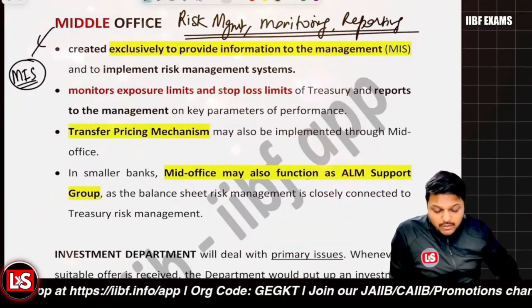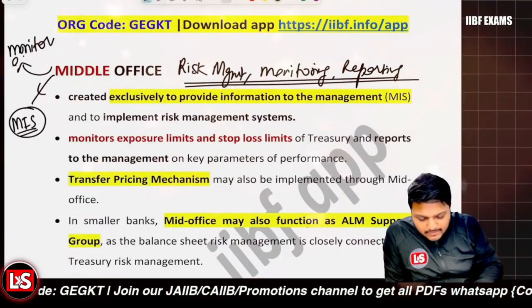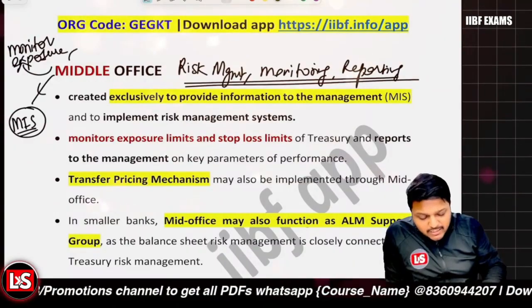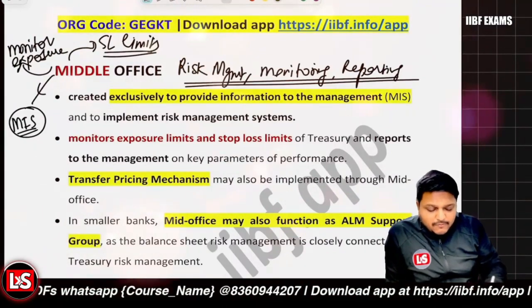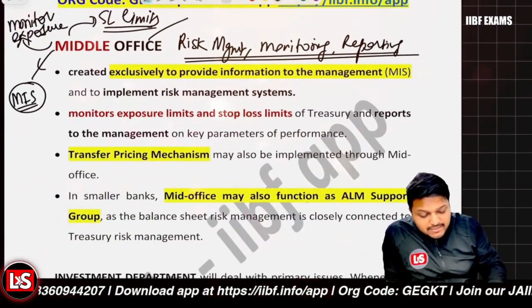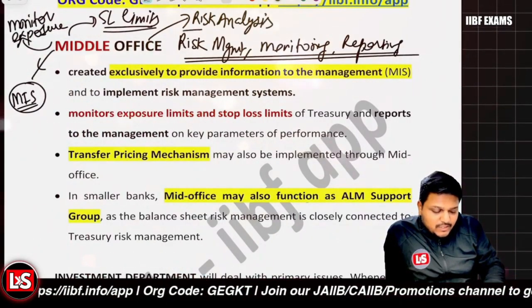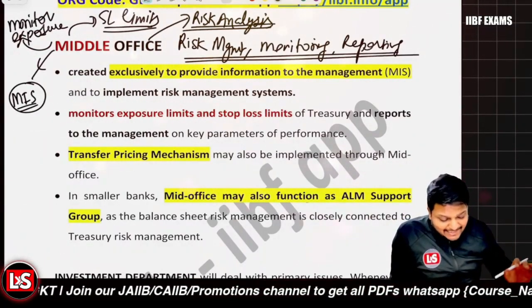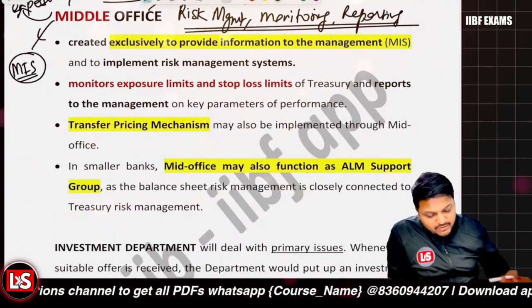And also it's going to monitor the exposure. So as to monitor exposure, that is being done by it. And also it takes care of the stop loss limits, SL limits, that the front office is not missing the stop loss limits. And also it is to do the risk analysis. The risk analysis is also to be done by the middle office. So middle office is going to ensure that the treasury activities are being done as per the approved risk parameters, right?